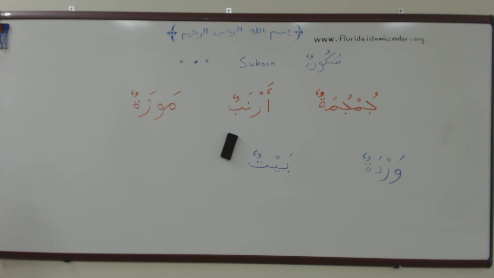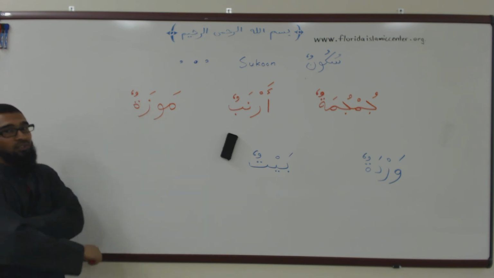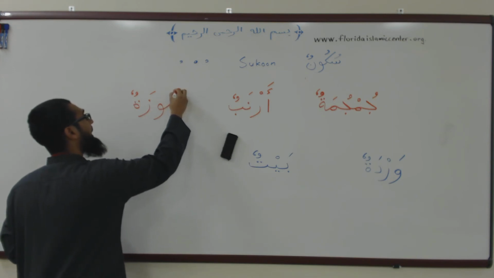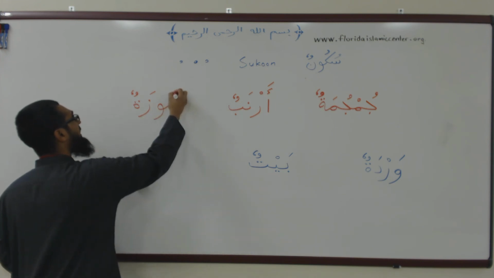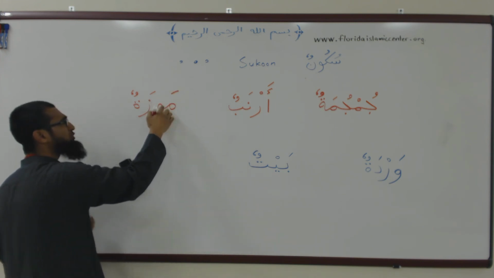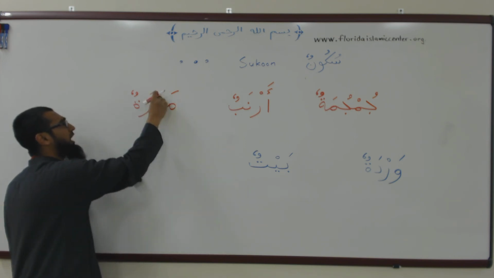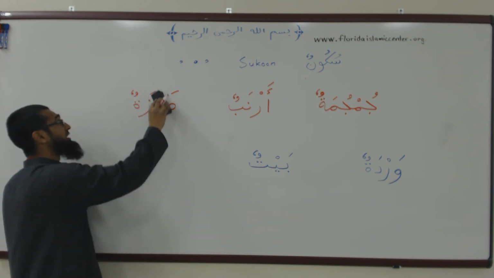You have all the tools to answer this question. It goes back to the last lesson we did. Waw is used to elongate which vowel? The dhamma, right? So if you see a fatha on top of it, and you see a waw after it with no vowel, 100% that's going to be mau. There's a sukoon there.